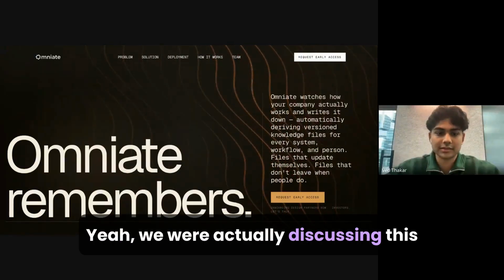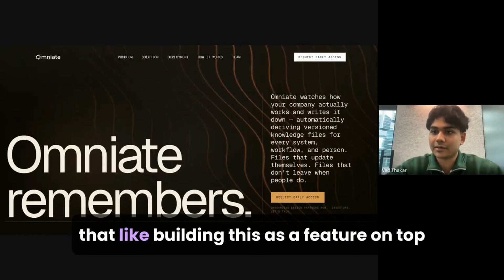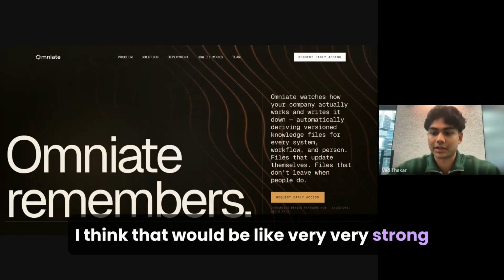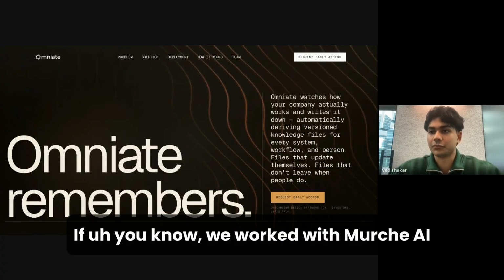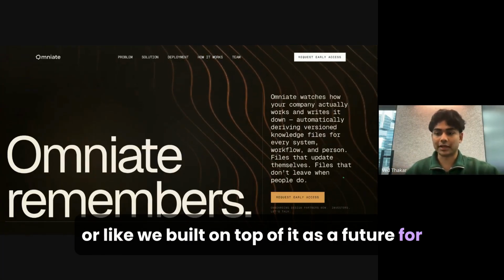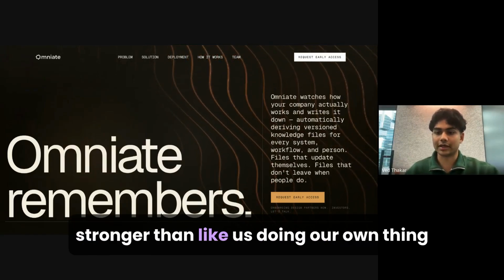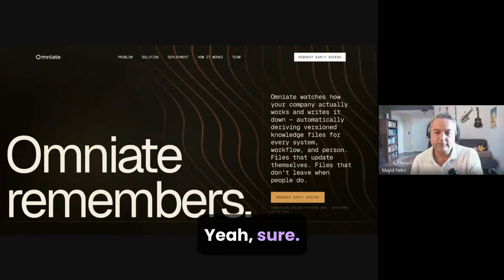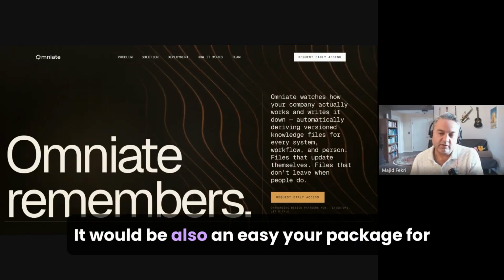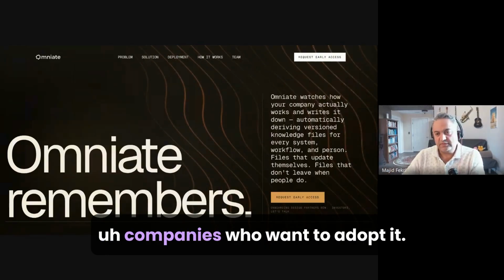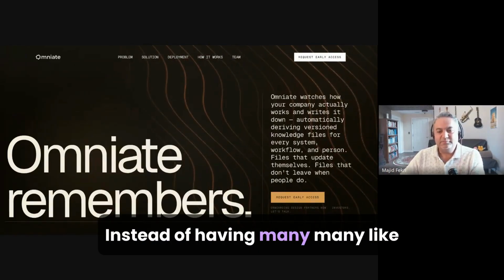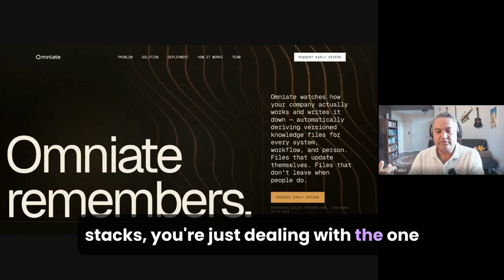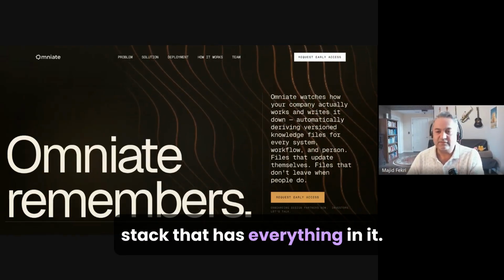Yeah, we were actually discussing this amongst ourselves before this, that building this as a feature on top of moorcheh, because it's such a core, would be very strong. If we worked with moorcheh.ai, or built on top of it as a feature for Edge AI Innovations, I think that would be much stronger than us doing our own thing. So I definitely agree with what you're saying. Yeah, and it would also be an easier package for companies who want to adopt it, instead of having many different vendors and different stacks. You're just dealing with one stack that has everything in it.